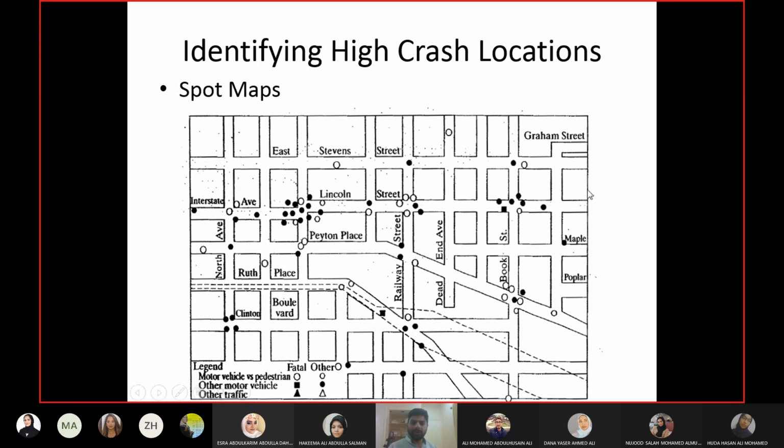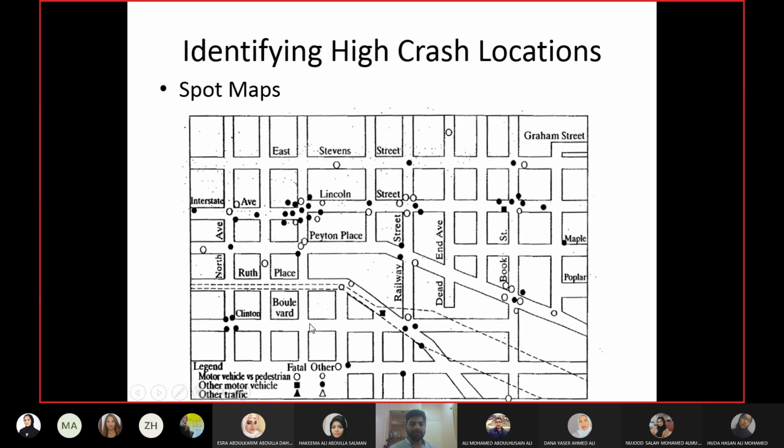The spot map is a map of the area on which the occurrence of crashes are marked with symbols. You can see some symbols there: black, white, circles, squares. And you can see the legend on the bottom left corner. If you have motor vehicle versus pedestrian accidents, it is shown with a white circle; a big circle means fatal, and a small circle means non-fatal, injury or property damage. If you have motor vehicles only, then you represent it with a square or a black circle. Square means fatal accidents and black circle means non-fatal.